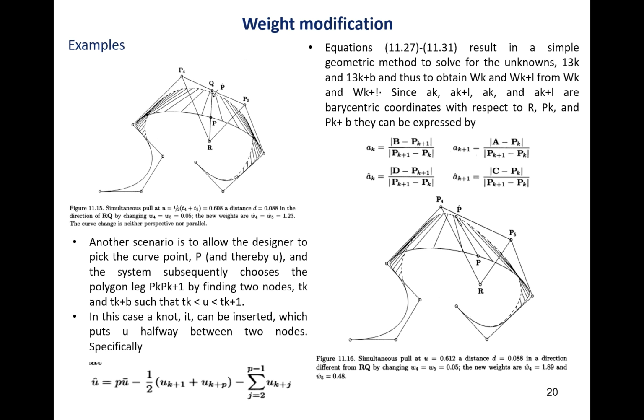Another scenario is to allow the designer to pick the curve point P, and the system subsequently chooses the polygon leg to find two nodes such that U lies between TK and TK+1. In this case, a knot can be inserted which puts U halfway between the two nodes, where you can see in figure 11.15 that U is halfway between the nodes, and 11.16 gives a simultaneous pull at U equal to 0.612 at a distance in a direction different from RQ by changing the weights equally at a time. The new weights are also computed.